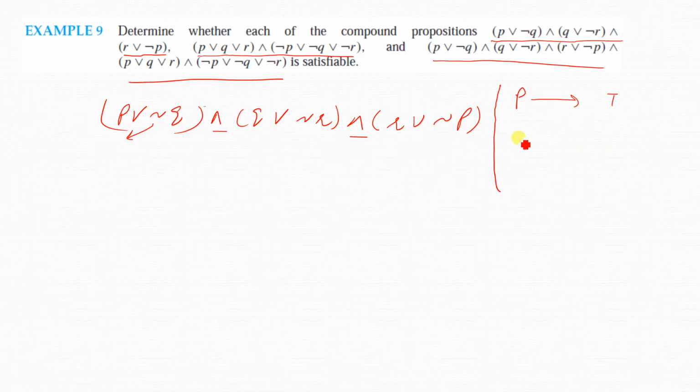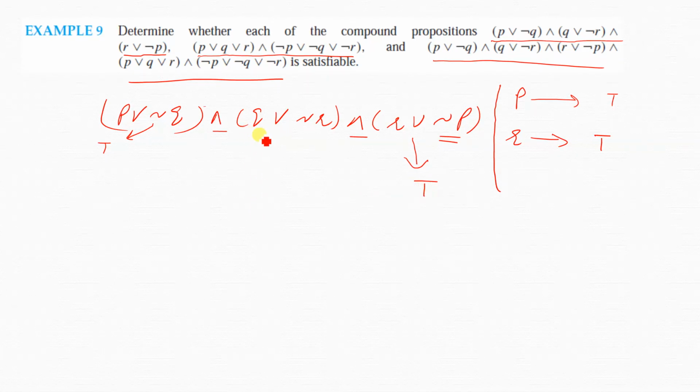So if we assign truth value P as true, this will become true. Whether negation Q is false or true, it doesn't matter. Since P is true, P or negation Q is true. Now, we can see negation P here. It means this is false. If P is true, then negation P is false. Now, in order to make it true, we have to assign truth value true to R. So if R is true and negation P is false, then this is again true.